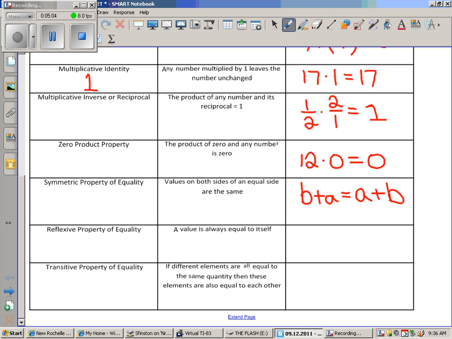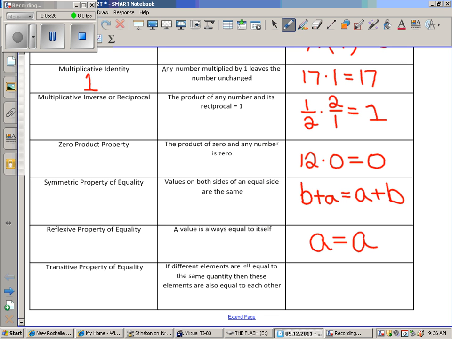Symmetric property of an equality. Values on both sides of an equal sign are the same. The reflexive property is basically like you looking at yourself in the mirror. It says that A is always equal to A. It kind of happens when you get down at the end of an equation. Suppose you have 17 equal to 17. The reason you can write that down is because of this one.